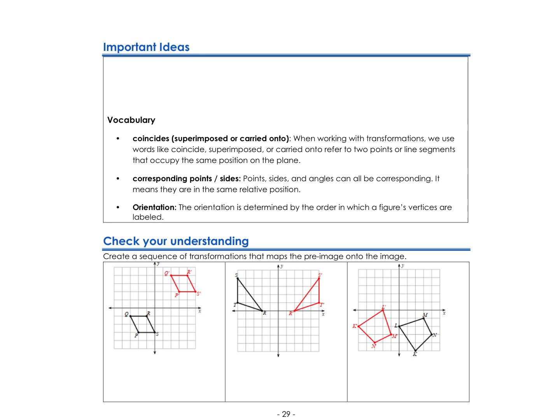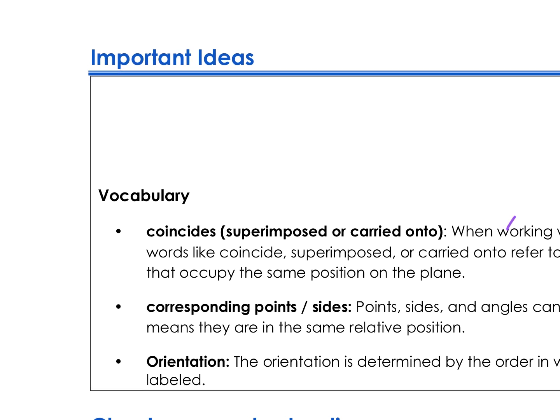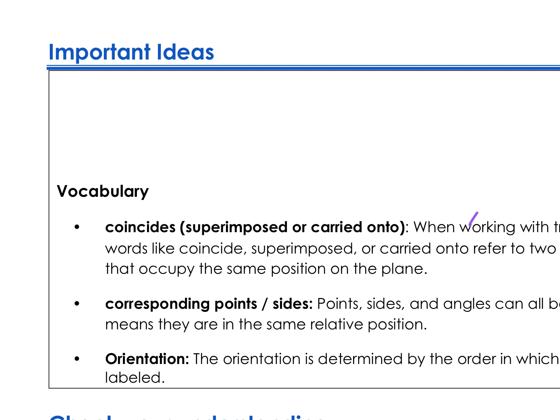In section 1.3, we learned how to describe transformations. And it's important that when we're describing transformations, we're specific. We have three types of rigid transformations that we're talking about. We have a translation, and for a translation we need to describe the horizontal and the vertical movement.